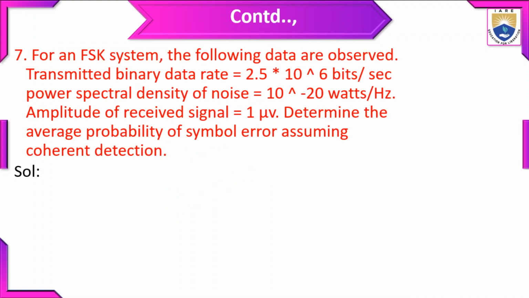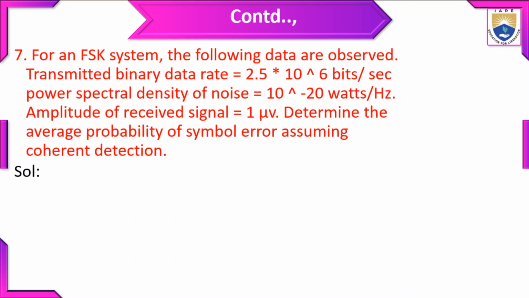Okay, coming to another problem, the 7th one. For an FSK system, the following data are observed. Transmitted binary data rate is equal to 2.5 into 10 power 6 bits per second. Power spectral density of noise is 10 to the power of minus 20 watts per hertz. Amplitude of received signal is 1 microvolt. Determine the average probability of symbol error assuming coherent detection.